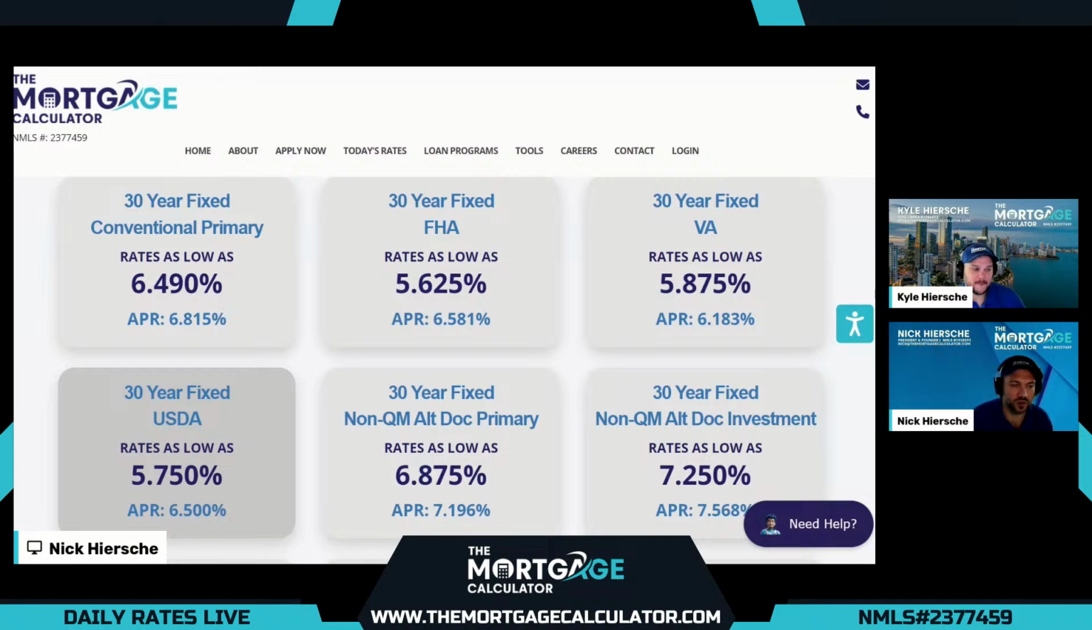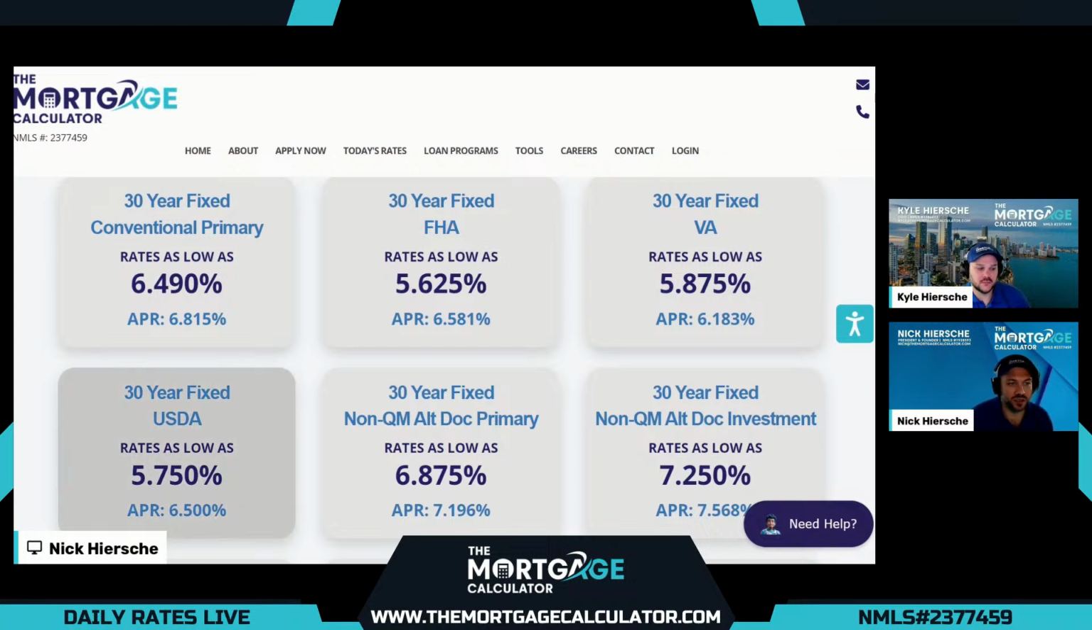So notice our customer, when comparing a USDA option, will typically be comparing to an FHA, which USDA is a touch cheaper than, and comparing it to conventional, which USDA is going to be a touch cheaper than as well. So a great option for the properties that do qualify.